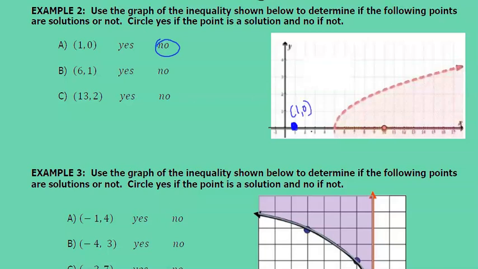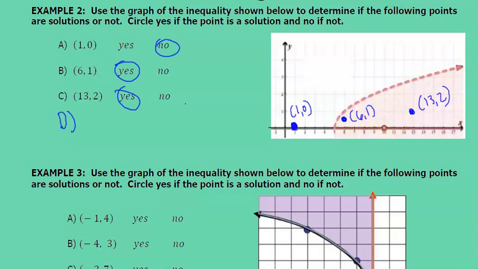6, 1. That's like right here. That is a yes. That is in the shaded region. And then we have 13, 2. That's also a yes.